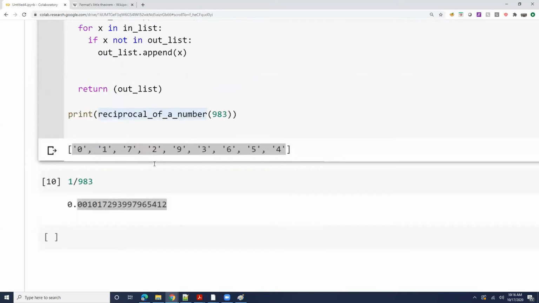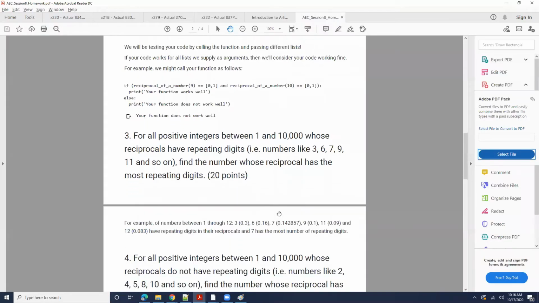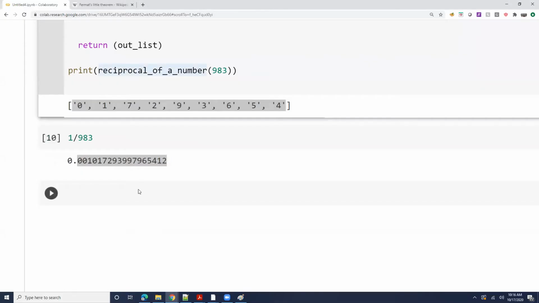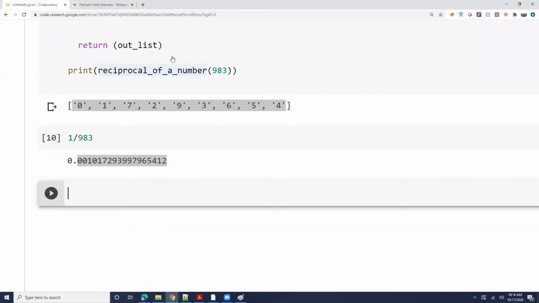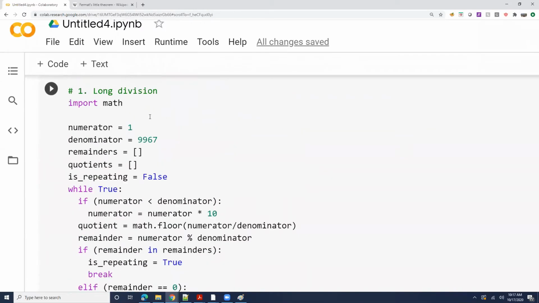Now, how about for non-repeating numbers? Do you have to do all of this for non-repeating numbers? No, you don't have to do all of this. So what's the answer for non-repeating numbers? 8192? Interesting. What's the reciprocal of 9968? It's 8192, right? Yes, absolutely.